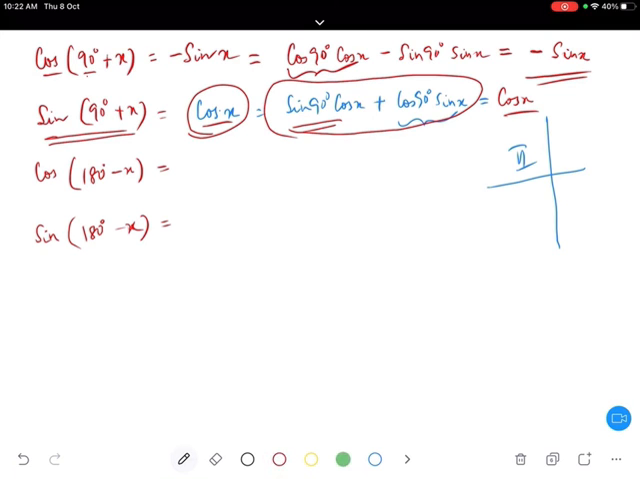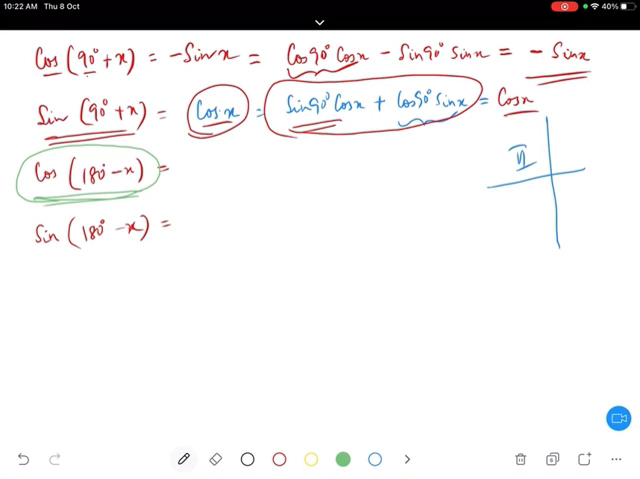Now tell me this one. What is the answer of cos 180 minus x? Do it fast, guys. Cos 180 minus x. How much is that? First, acha, just tell me using the shortcut.